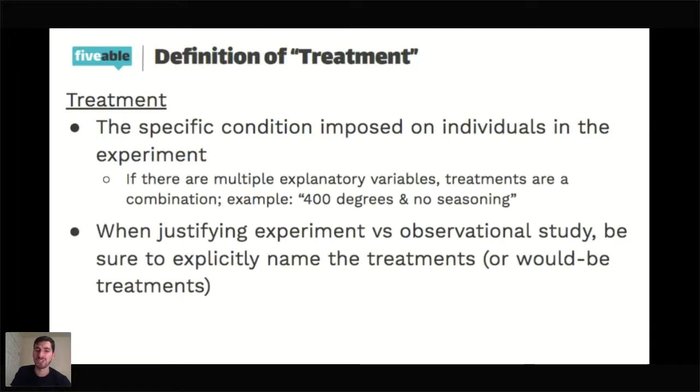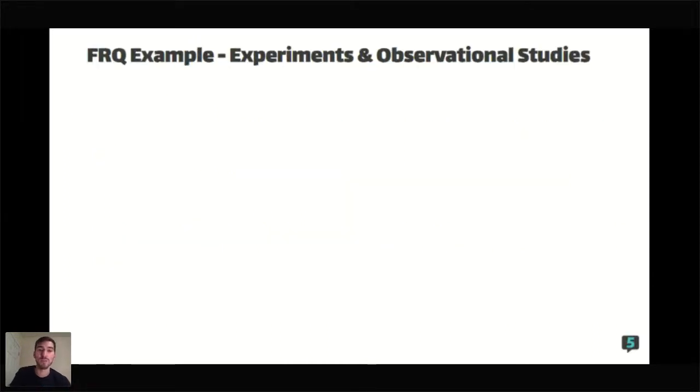And so if you're justifying if something is an experiment or an observational study, the way to get full credit, where you can get a full E versus a P or an I, is to make sure you're explicitly naming what the treatments are. So don't just say, this is an experiment because treatments were assigned. Say, this is an experiment because the type of exercise was assigned, and specifically name what the treatment would be.